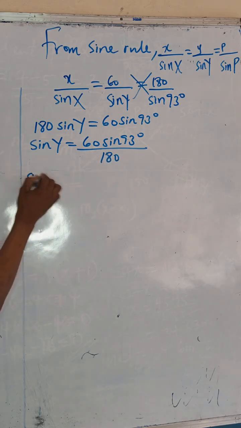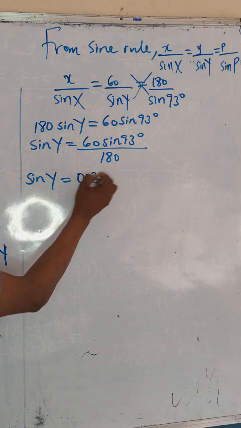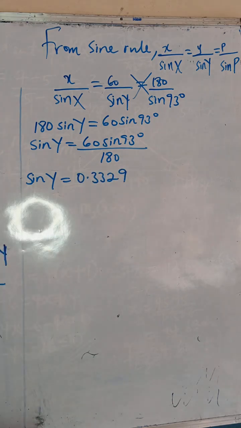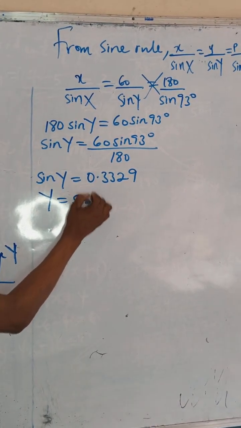So sine Y will then be, let's try our calculator there. That would be 60 times sine 93, all divided by 180. So that gives 0.3329. Please use 4 decimal places, because when you check your formula table it is still in 4 decimal places like that. So Y will then be arc sine.